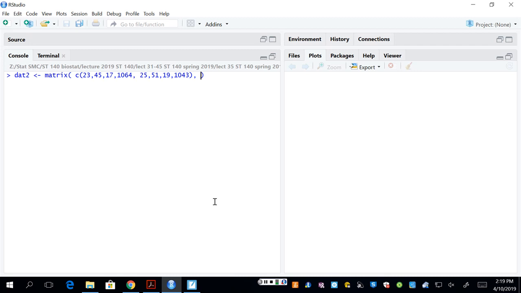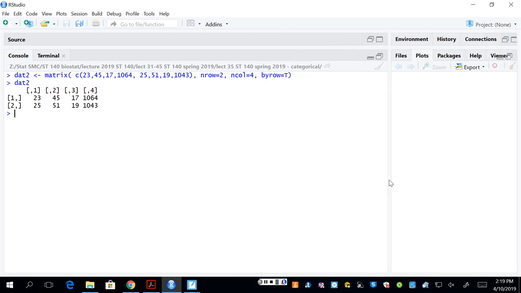That little space in there really doesn't do anything. It just makes it easier for me to read it. We want 2 rows. There's 4 columns. You really only need to specify one of those things because it figures it out. But byrow equals TRUE matters. So there's that full command. And there's our data. And then the chi-square test, on our data. And I'm not doing the correction here.